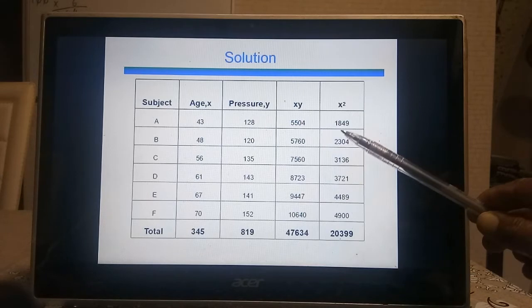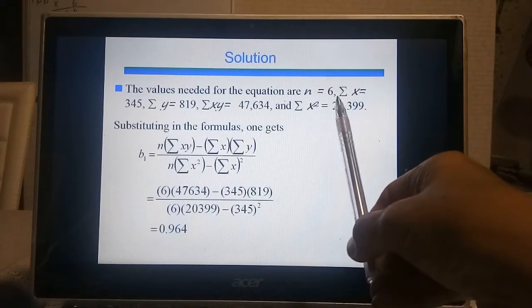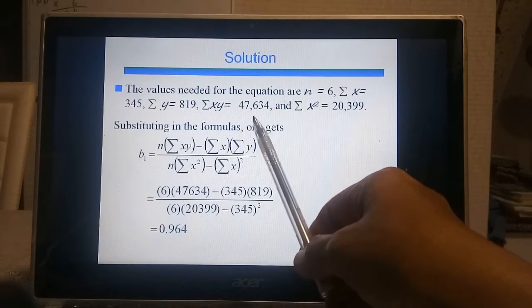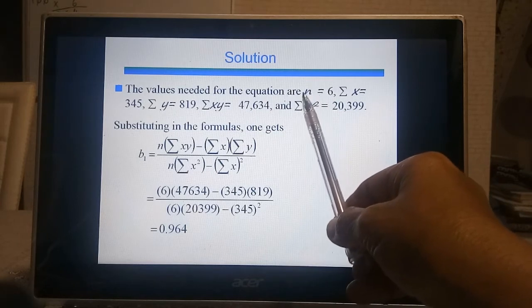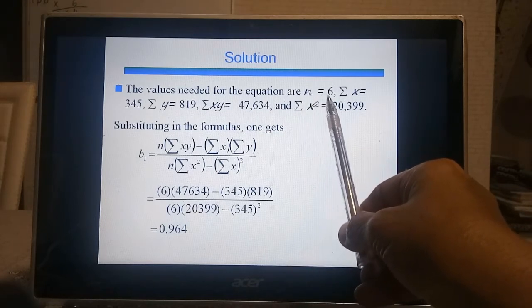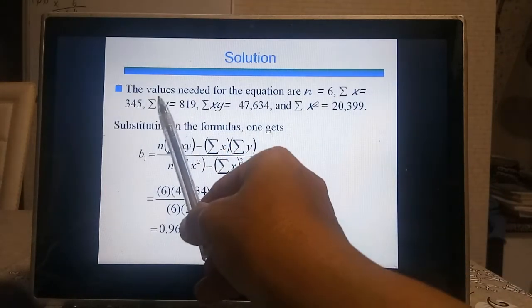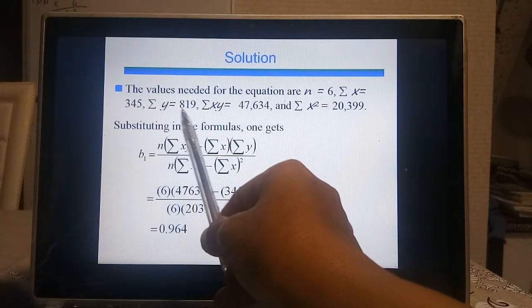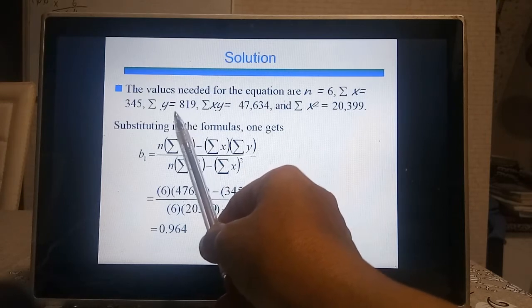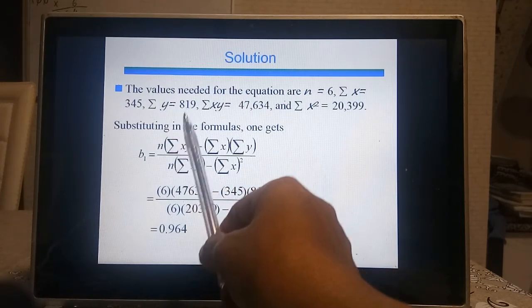So daripada yang ni kita akan masukkan dalam formula untuk b1. So bila kita dapatkan nilai untuk summation X square, summation XY, so kita gunakan maklumat size sample 6, summation X, jumlah nilai X adalah 345, jumlahkan nilai Y 819. So cuba dapatkan nilai-nilai ni daripada table tadi. Tengok betul tak?